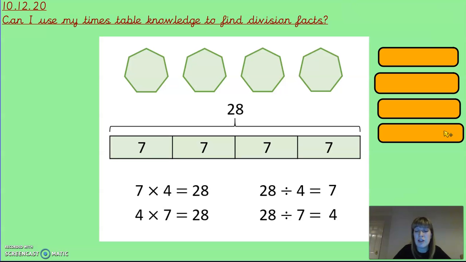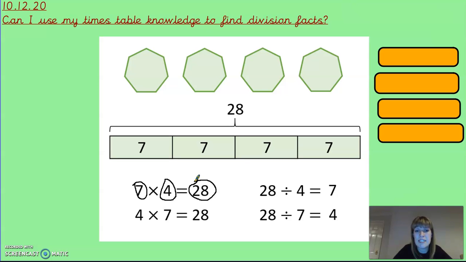So essentially, you have 3 numbers to work with. You have 7, you have 4, and 28 in this case. And you're just switching them around until you have 4 different number sentences. 2 multiplication and 2 division.